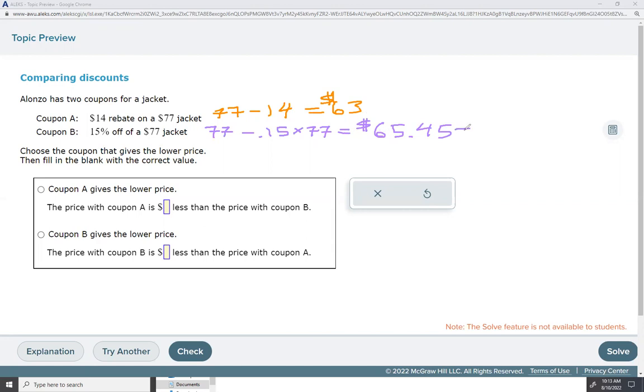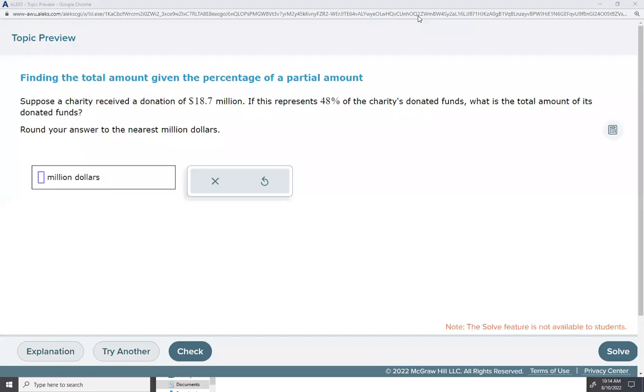Now, you could have done coupon B and just said, if we're going to knock off 15%, that means we're going to pay 85% of the original price. And that would work too. So you could say 100% of the price minus 15% of the price, or you could just say 85% of the price. Either way, I don't care. You do whatever feels good for you. But that is how this kind of problem would be done. Obviously, the stuff in this chapter is quite useful because it's how you make financial decisions for the most part.